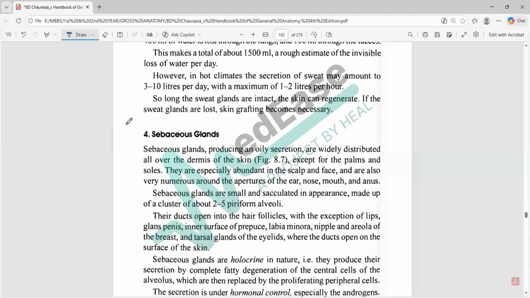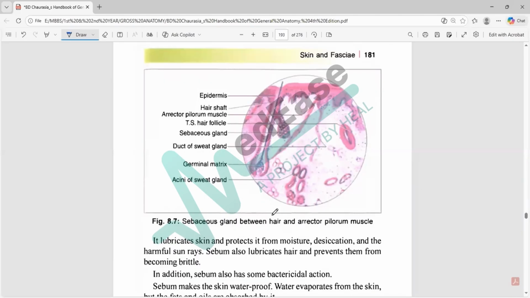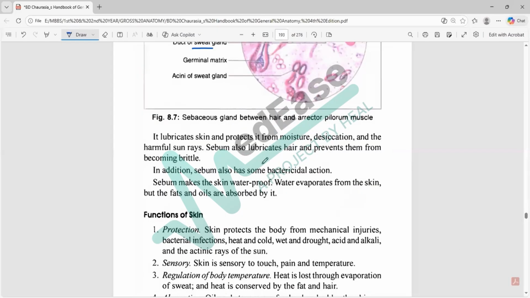Now, when we talk about another important gland, that is the sebaceous gland. The sebaceous glands are mainly associated with the hair follicle. Let me show you guys. Here you can see our sebaceous gland, which is associated with the hair follicle, pouring its secretion into the hair follicle all the way to reach the surface of the skin. Then we have the sweat gland, which is not associated with the hair follicle, unlike the sebaceous gland. The sebaceous gland produces sebum, which is mainly an oily material, also having some bactericidal action and involved in protection as well as regulation.